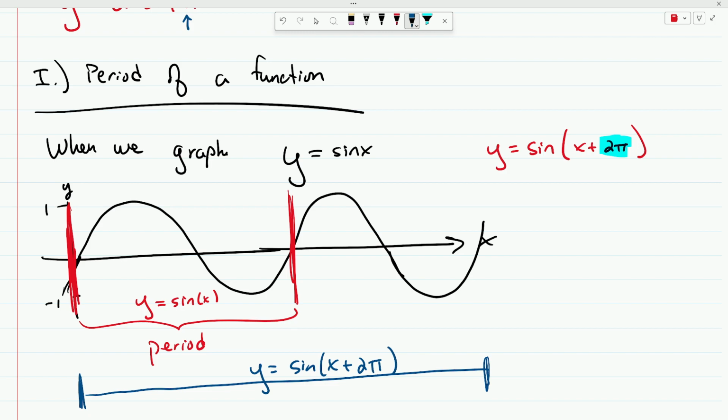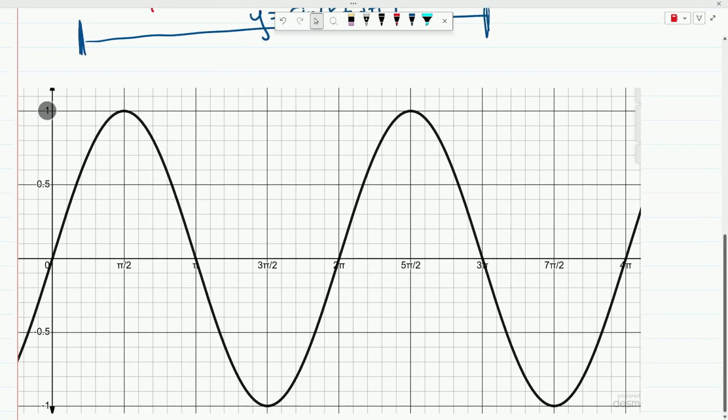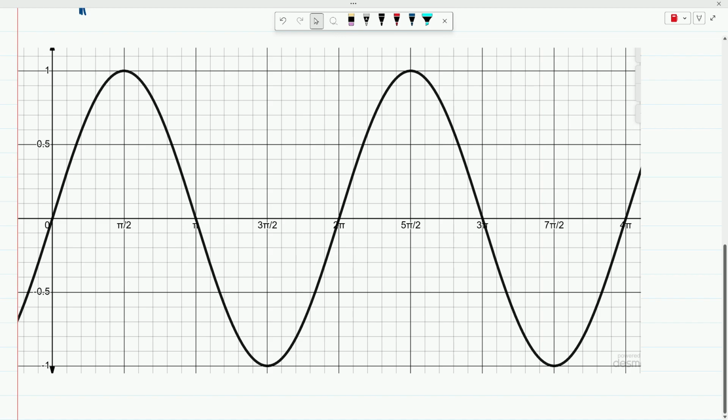All right. So in general, here's what we have. I'll highlight it in red. Right here is one complete period. So for sine, it starts at 0 and it goes all the way to 2 pi. All right. This is, like I said, considered one period.